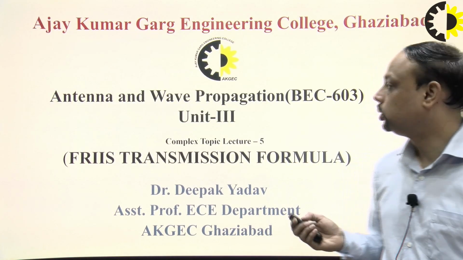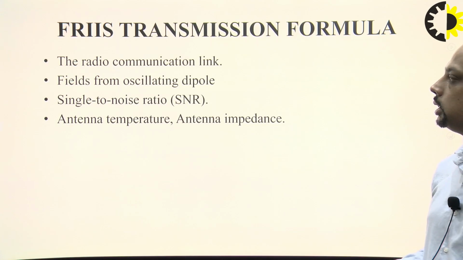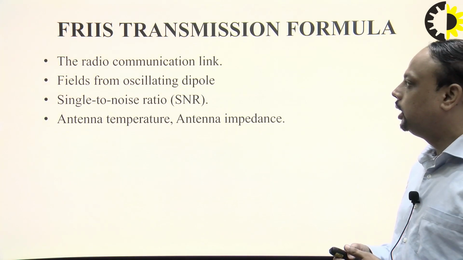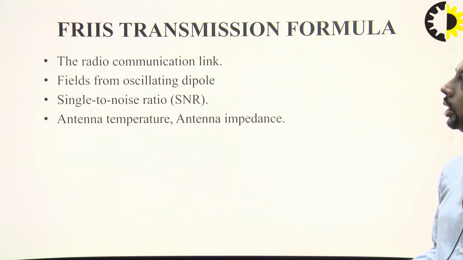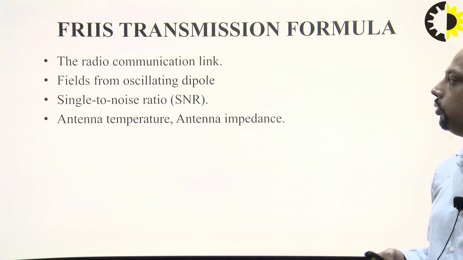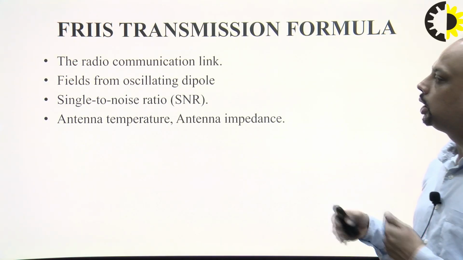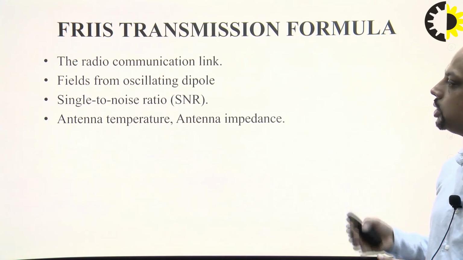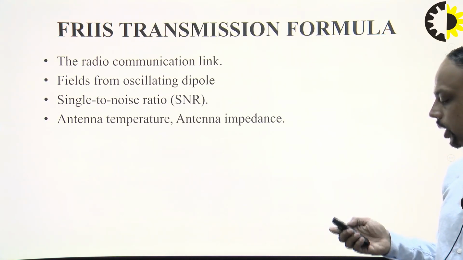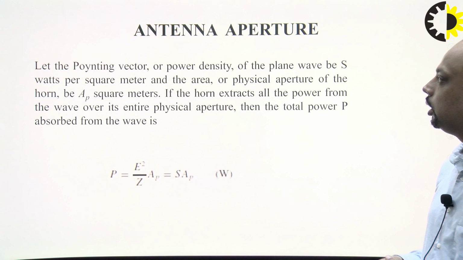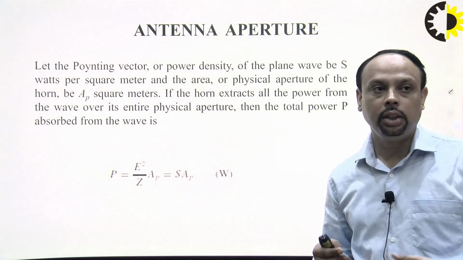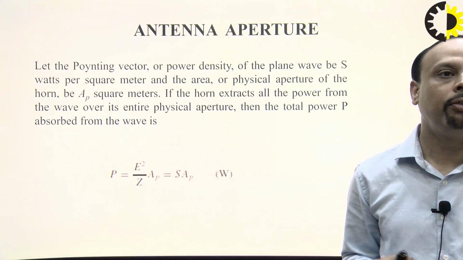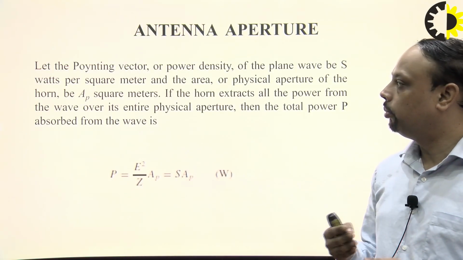So, to study these things, we have to discuss these topics today in this lecture: the radio communication links, field from an oscillating dipole, that is how the dipole is radiating the electromagnetic wave, signal to noise ratio, Friis transmission formula, and antenna temperature and antenna impedance. Then the first thing is antenna aperture: how the antenna aperture affects the transmission of power and reception of power for a given communication link.